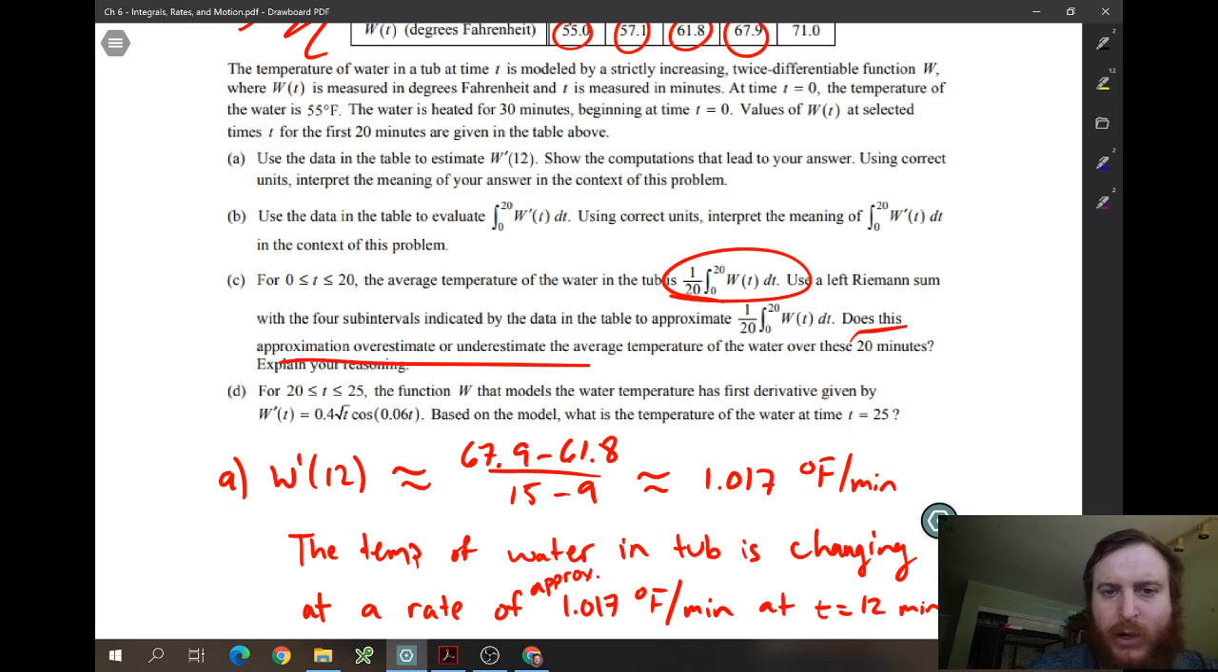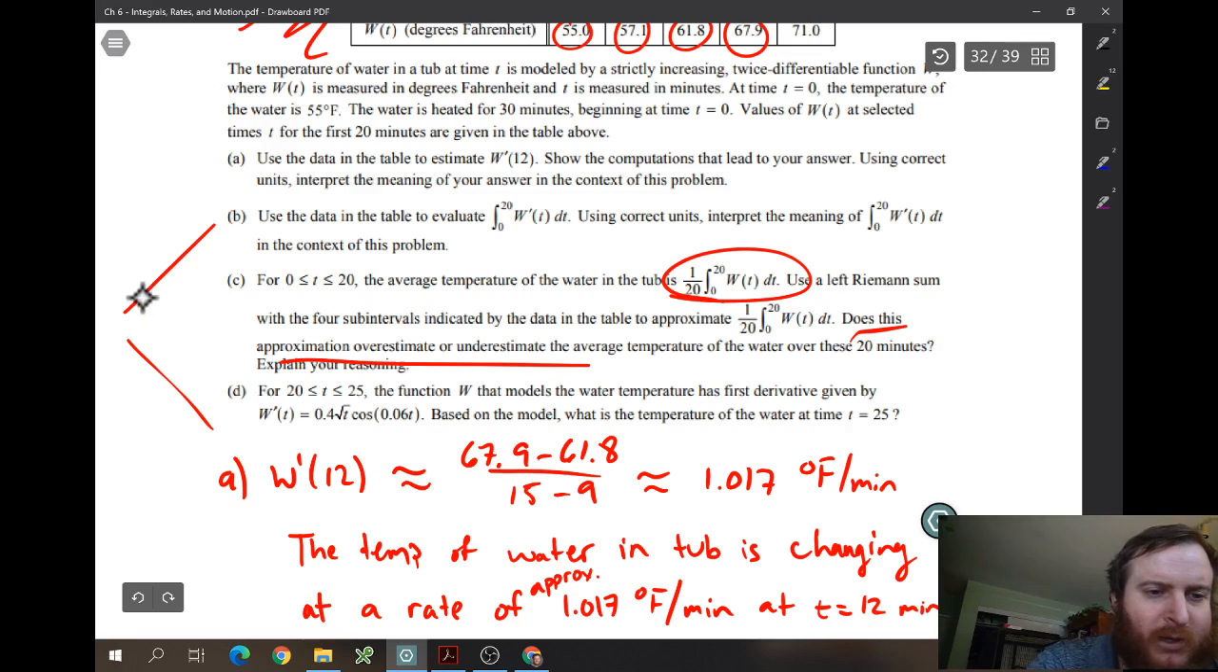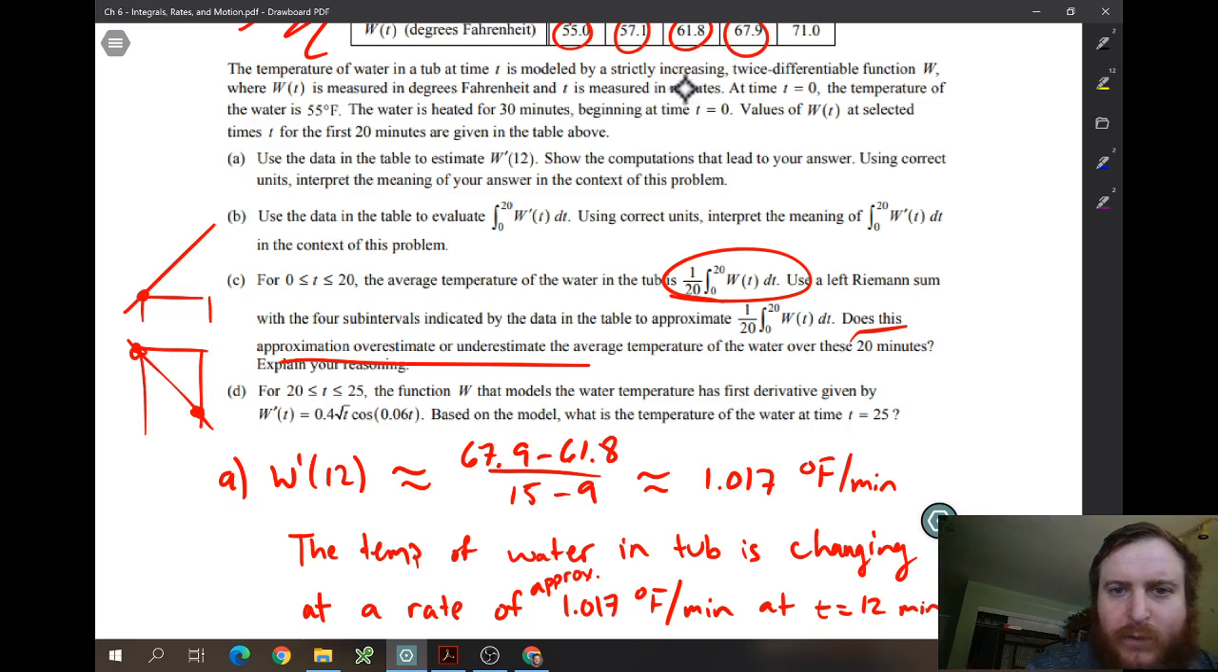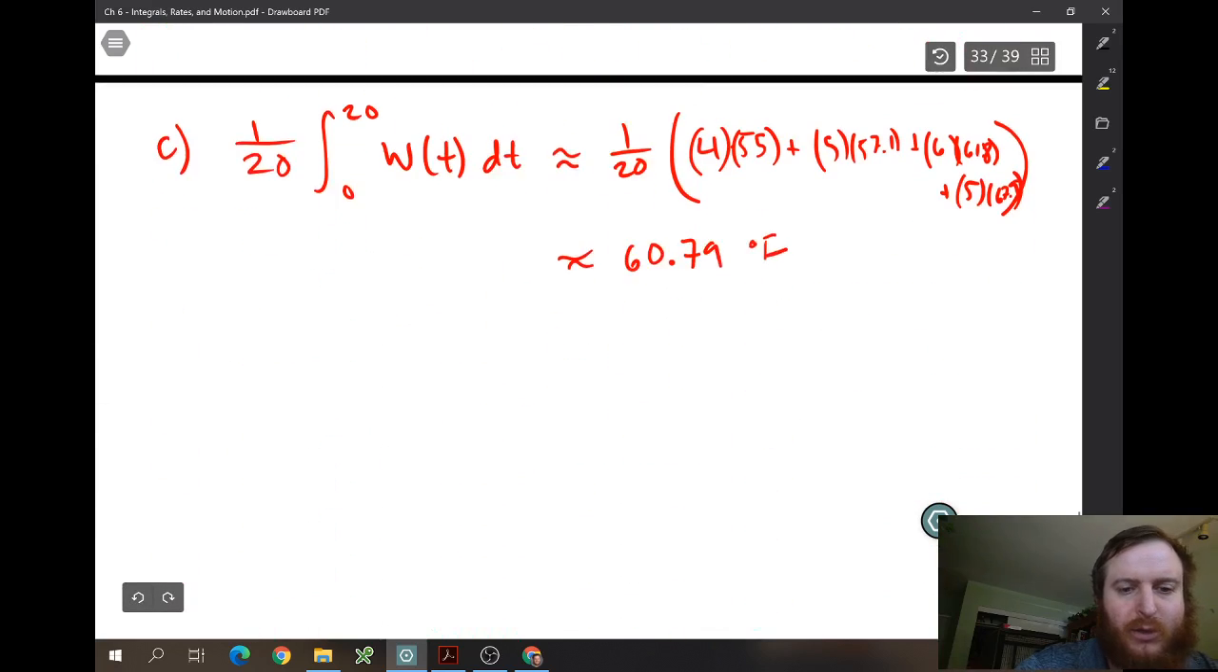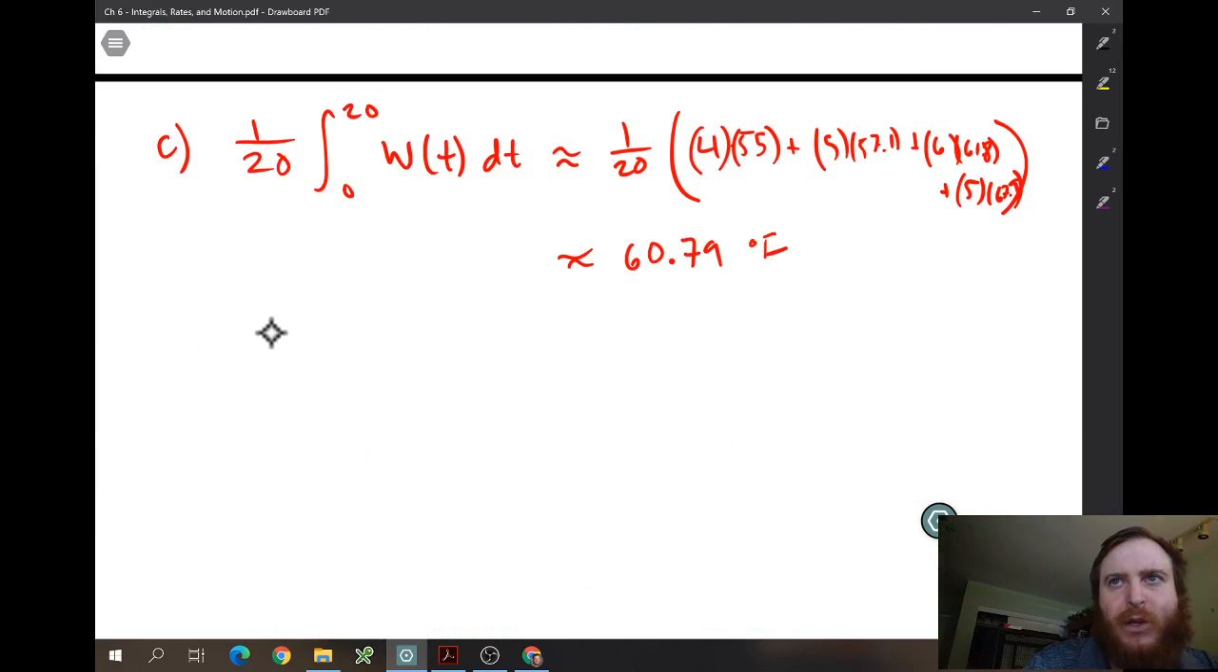They asked us, was it an over or underestimate? So we need to look up here, right? A left Riemann sum, if I kind of just draw increasing and decreasing. If I have an increasing function, then a left Riemann sum will be under. If I have decreasing, then a left Riemann sum starting on the left will be over. So here they say a strictly increasing function. So if I've drawn an increasing graph, my left side is underneath it.